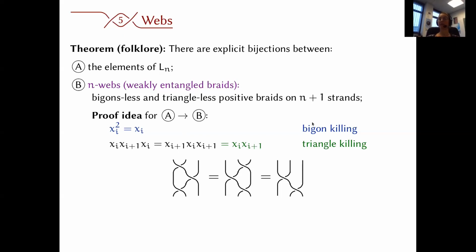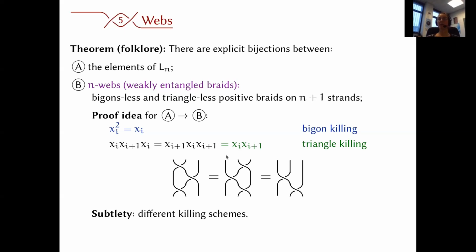I have explained to you how to kill bigons, and precisely the same argument explains how to kill triangles. Just instead of this idempotence relation, you'll use the Kiselman relation, which is precisely saying that whenever you have a triangle of any type, you can replace it by something without triangles. And as I explained before, this graphical procedure can be turned into an algorithm, so you can get rid of all the bigons and triangles.